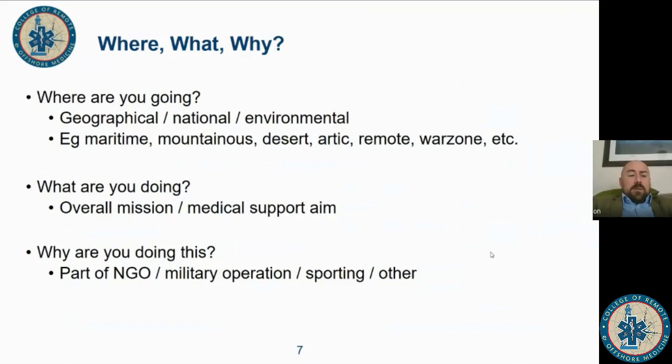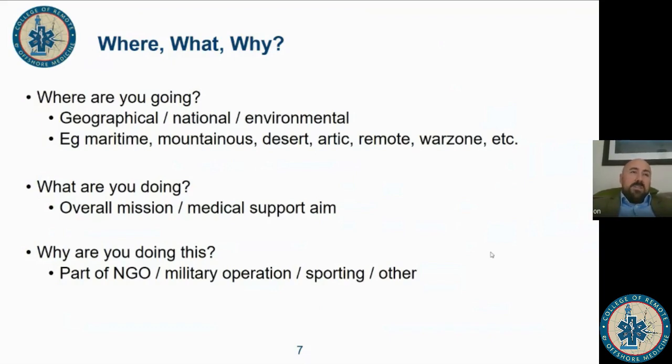This can be thought about geographically, such as, are you going up a mountain somewhere? Are you going into a maritime environment? Or are you going to the desert or somewhere frozen cold? Nationally, you could think about what country you are going to. Is that a country that has good infrastructure and logistical support and areas of urbanization or civilization? Or is it somewhere that is totally remote?